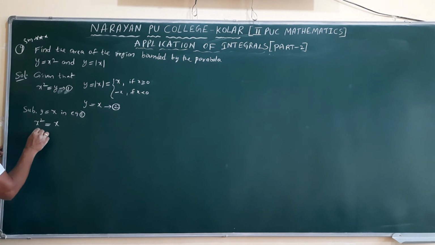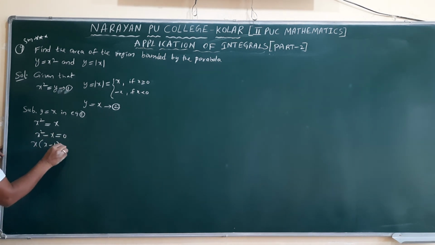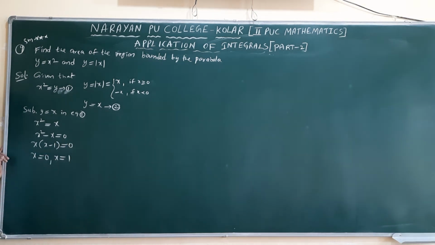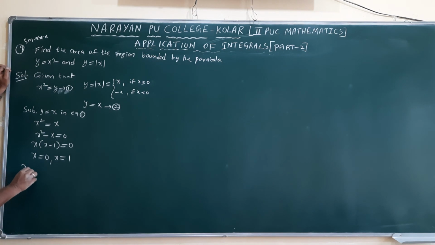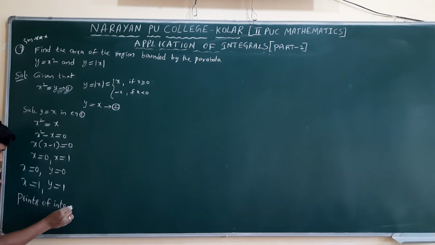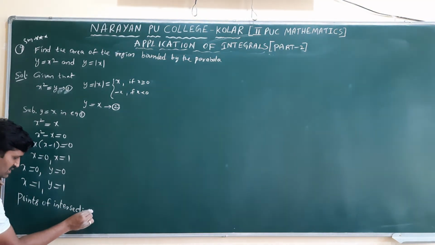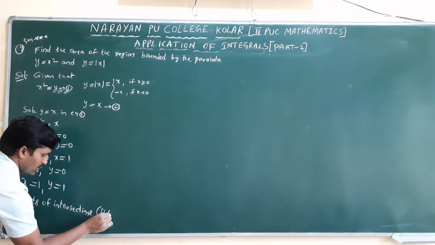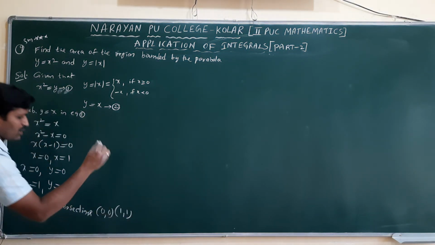Take this side: x square minus x equal to 0, x common, x minus 1, so either x value is 0 or x value is 1. If x value is 0, from the second equation y also will be 0. If x value is 1, y value is also 1. Here are the points of intersection: 0, 0 and 1, 1.